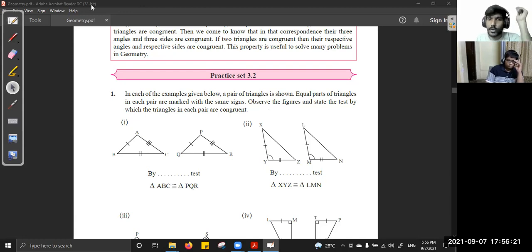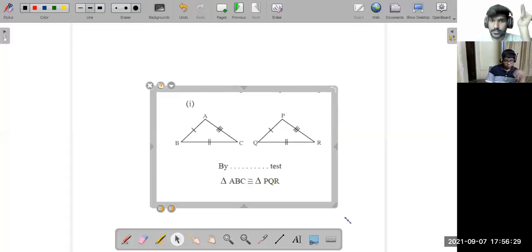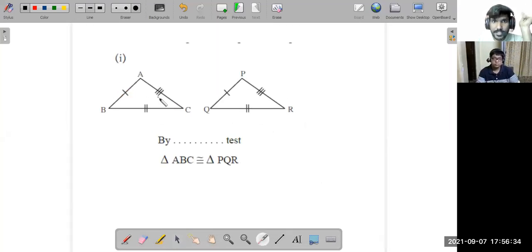Okay, we'll start with practice set 3.2. This you can write in your textbook itself. Okay, so first sum, with the pencil you can write in the textbook itself. So you see this first sum, this one line here and one line here. What does this mean? Side AB is congruent to PQ. Similarly, BC is congruent to QR, AC is congruent to PR. So these two triangles are congruent to each other by which test? Yes. So here you write triple S test.